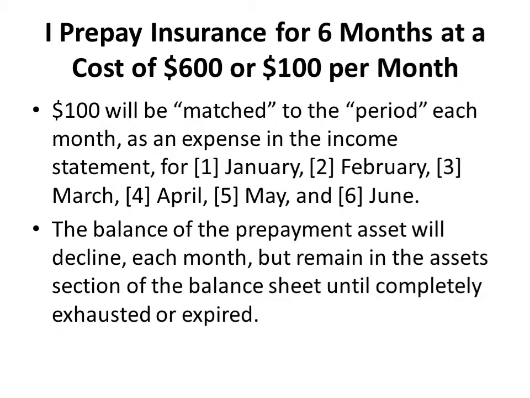Let's assume that I prepay insurance for 6 months. It could be automobile insurance at a cost of $600 or $100 per month. And I do that on January 1st. $100 will be matched to the period each month as an expense in the income statement. If I pay it on January 1st, that means for the month of January, February, March, April, May, June, each and every month, I'm going to have $100 of insurance expense.